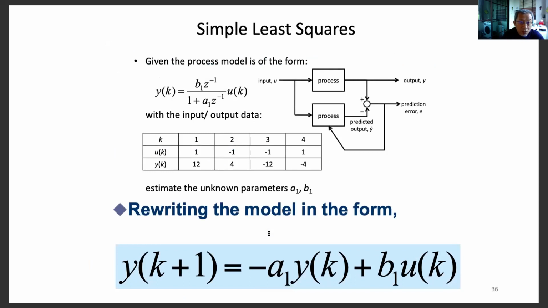So given the process model is in the form shown here, and the data is given, you have to estimate A1 and B1. So we have to write the first order difference equation, which is y k plus 1 equal to a1 y k plus b1 u k, right?